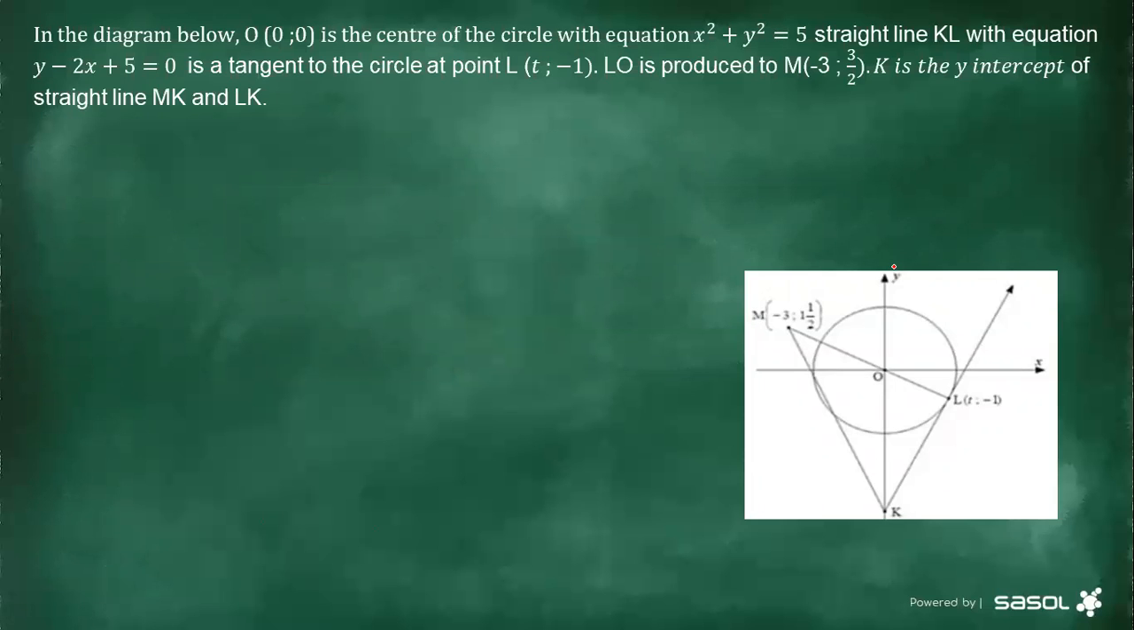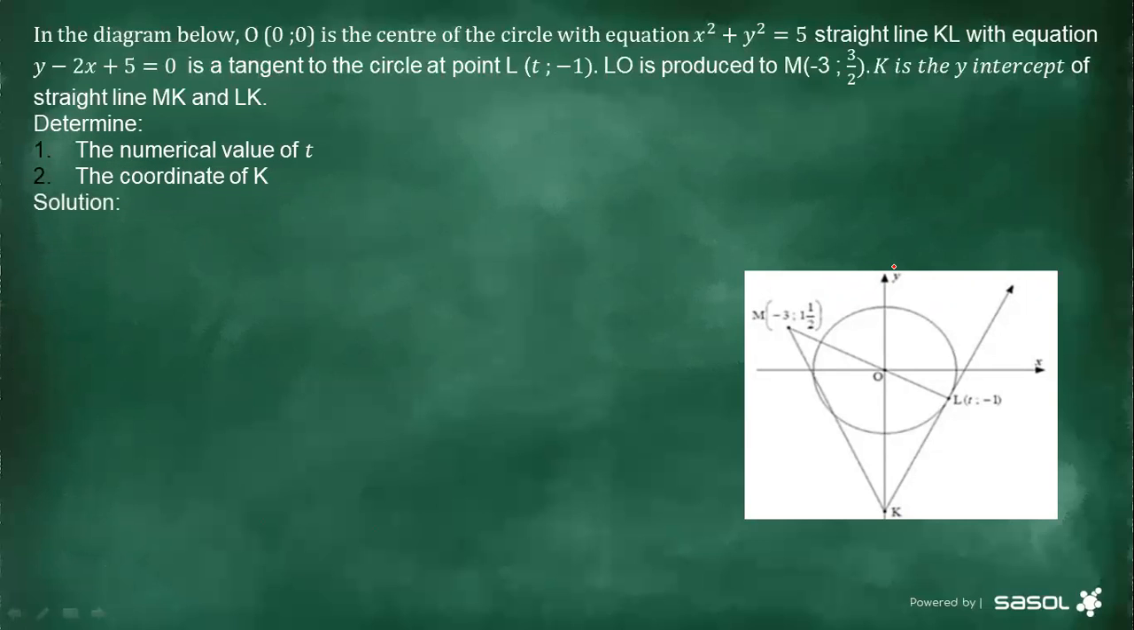All right, in the diagram below, O, which is (0, 0), is the center of the circle with the equation x squared plus y squared equals 5. We have the equation of that circle. A straight line KL, with the equation y equals negative 2x plus 5, is the tangent to the circle at point L, and then LO is produced to M, (-3, 3/2). K is the y-intercept of the straight line. MK and LK, right?